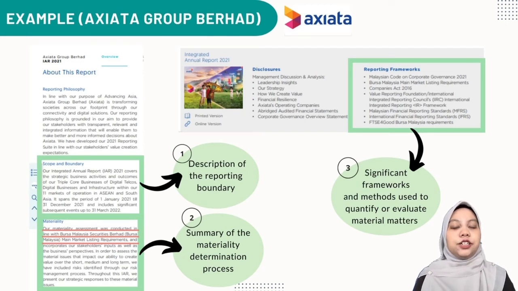Using the Axiata Integrated Report as an example, the first highlighted box is a description of the reporting boundary used by Axiata. The second highlighted box is about how Axiata determined their materiality, which was conducted in line with Bursa Malaysia. While the third highlighted box is the reporting framework that has been used by Axiata to prepare the integrated report.